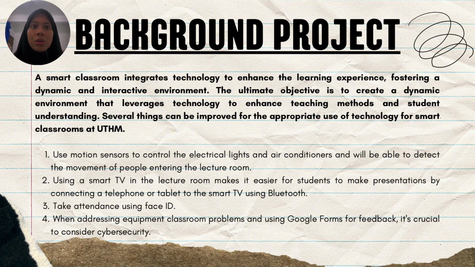First, we use a motion sensor. A motion sensor is to control the electrical lights and air conditioner, and it will be able to detect the movement of people when they are entering the classroom. Second, we use a smart TV in the classroom to make it easier for students or lecturers to make presentations by connecting their handphone or tablet to the smart TV.